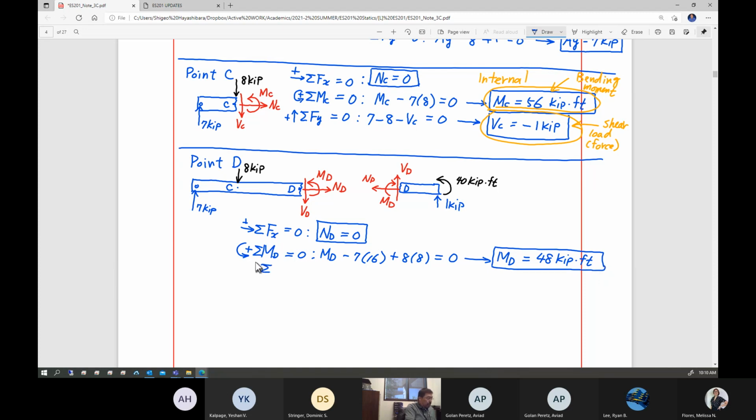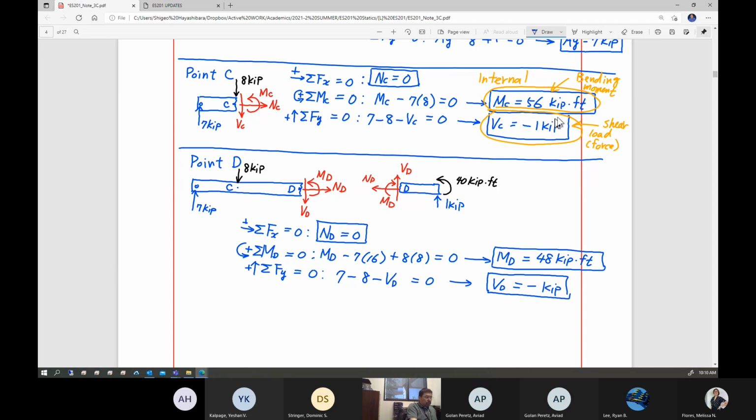And one more equation, summation of the force in y direction, set equal to 0. This is going to be 7 kip in positive direction, 8 kip in negative direction, VD, again negative, set equal to 0. This is going to give you VD. Interestingly, this is minus. So that means the direction of the VD is actually opposite direction. Okay.